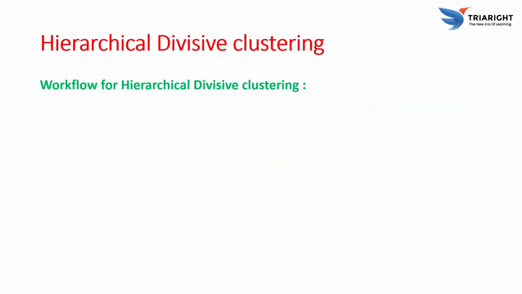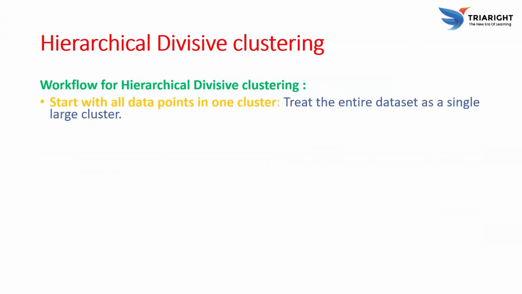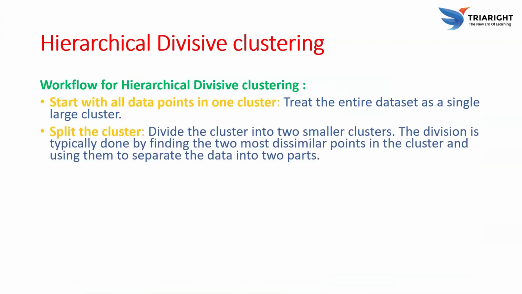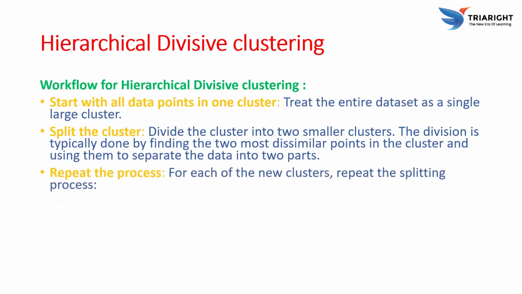So now hierarchical divisive clustering. The workflow of hierarchical divisive clustering is to start with all data points in one cluster. Okay, treat the entire data set as a single large cluster. Then split the cluster, dividing it into two smaller clusters. The division is typically done by finding the two most dissimilar points in the cluster, and then separating the data into two parts. Then repeat the process for each of the new clusters.